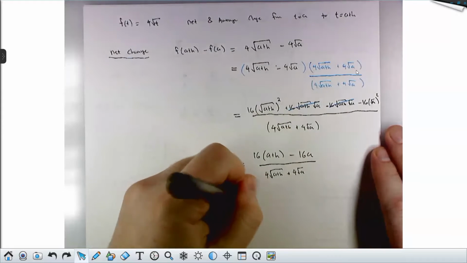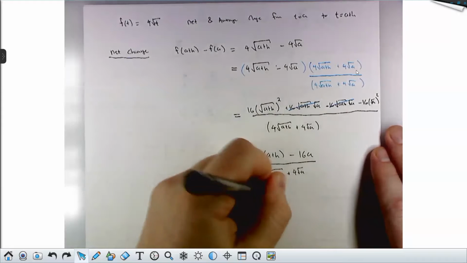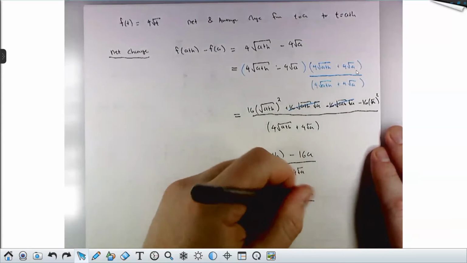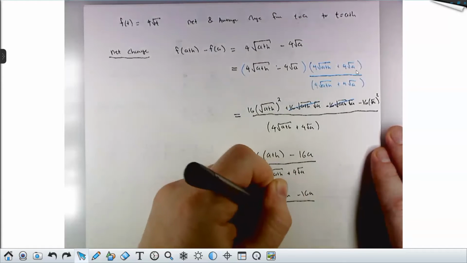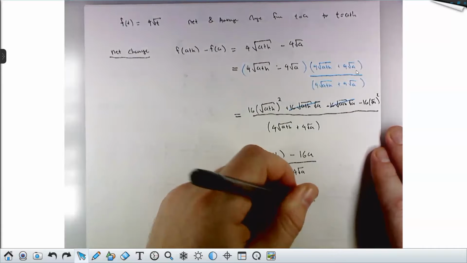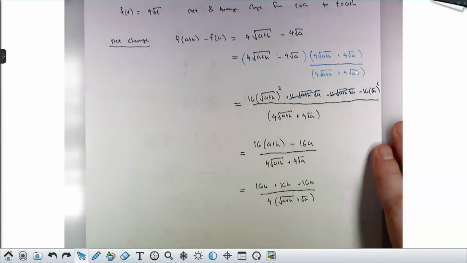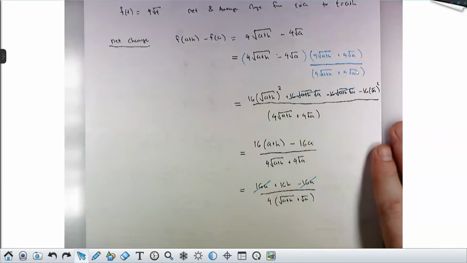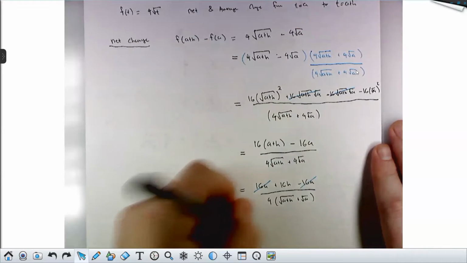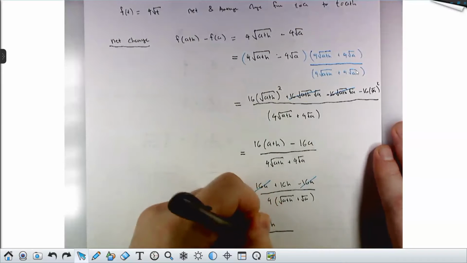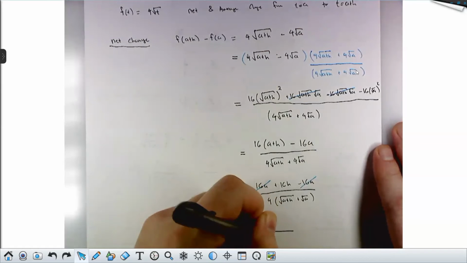And the nice thing here is that when you distribute the 16, the 16 a's go downstairs. You could factor a 4 there. And we get this, the 16 a's eat each other up. And now, just like the previous problem where we had a factor of h upstairs that we were unable to cancel in the average rate of change, or in the net change, when we write down the average rate of change, we'll see that we can cancel that h upstairs.